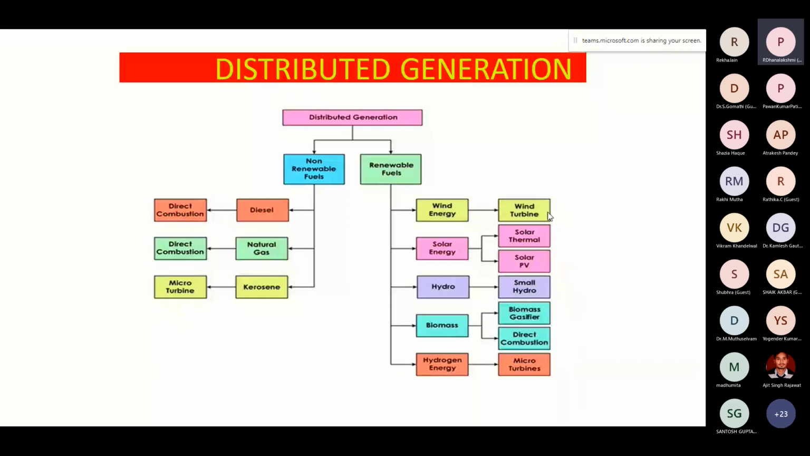Like wind energy, which will be coupled by wind turbines, and solar energy. These can further be classified into two types, solar thermal and solar photovoltaic, particularly the rooftop applications. And in solar thermal, it is based on temperature, the heating capacity because of the solar energy. Then in hydro, there can be small hydroelectric power stations, particularly of the order of either kilowatts to a few tens of kilowatts only. Then based on biomass, there can be biomass gasifiers, or we can also directly burn the biomass. So that is coming under the category of direct combustion. And fuel cell based, which turns the micro turbines.